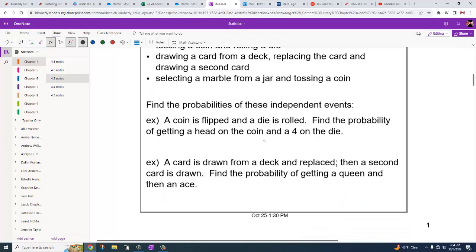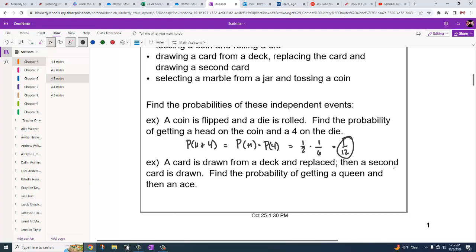So find the probability of these events. A coin is flipped and a die is rolled. Find the probability of getting a head on the coin and a 4 on the die. The probability of a heads and a 4 would be the probability of a heads times the probability of a 4, given that they're independent events. That would be 1/2 times 1/6, since a 4 on a die is one option out of 6, or 1/12 would be my probability of getting a heads and a 4.